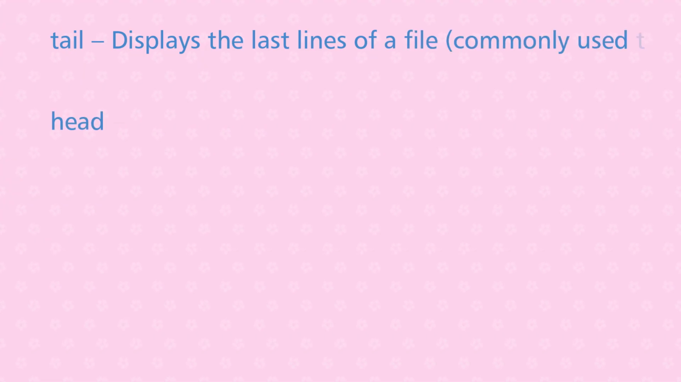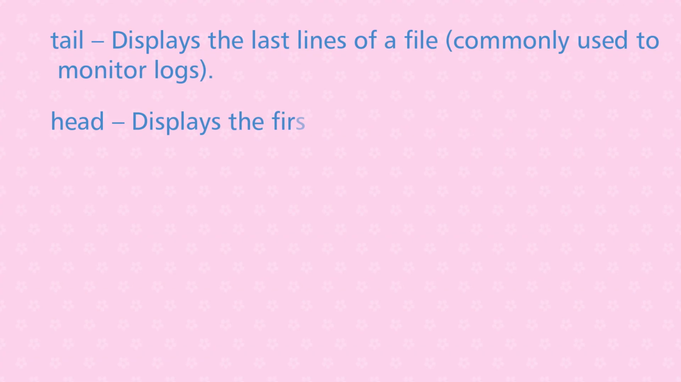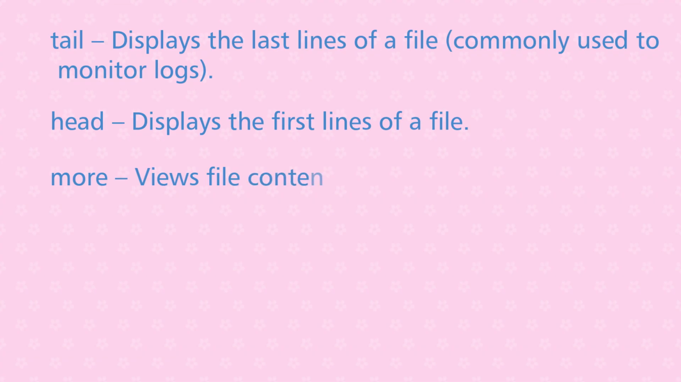So let's discuss some common commands that a Linux system admin uses in day-to-day life. The first one is tail. It displays the last lines of a file, and we commonly use it for monitoring. Next, head. It displays the first lines of a file. If you want to get some information from the initial part of the file, then we use it. Next, we have more. We use this command if we want to see a large log file. However, it only moves forward, so we cannot go backward in this.